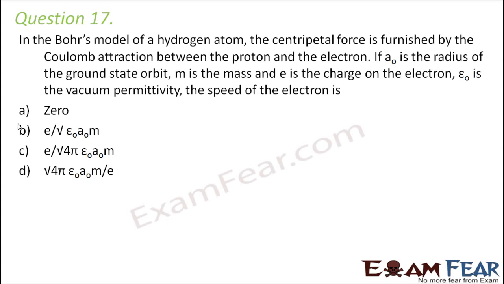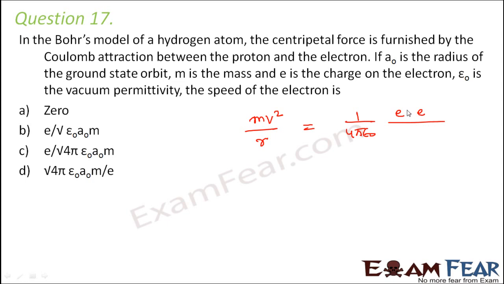Now as per Bohr's model, the centripetal force is furnished by the Coulomb attraction. So what is the centripetal force? It is mv square by r, and it is balanced by the Coulomb attraction. And Coulomb attraction is 1 by 4 pi epsilon naught q1 into q2. So charge on the proton is e, charge on the electron is e, divided by the square of the distance between the proton and the electron.